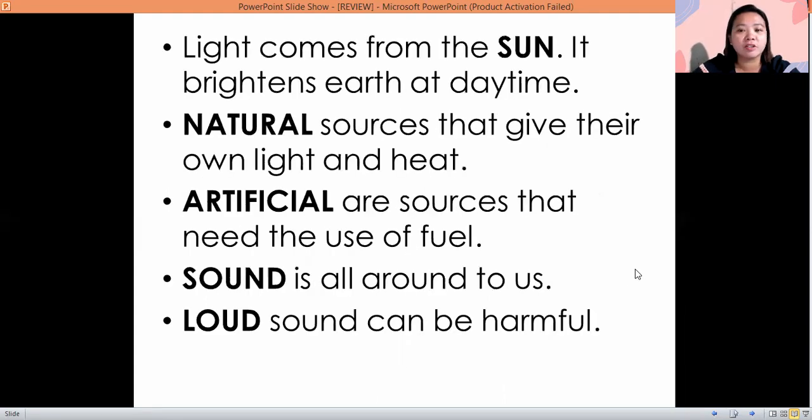So next, let's proceed to another one. Light comes from where? Of course, from the sun, and it brightens the earth at daytime. Next, we have the natural sources that give their own light. Remember, natural sources have their own light. But if it is artificial sources, they need the use of fuel. The meaning of sound, sound is all around us, and loud sound can be harmful. So again, please remember this one together with the given meaning.